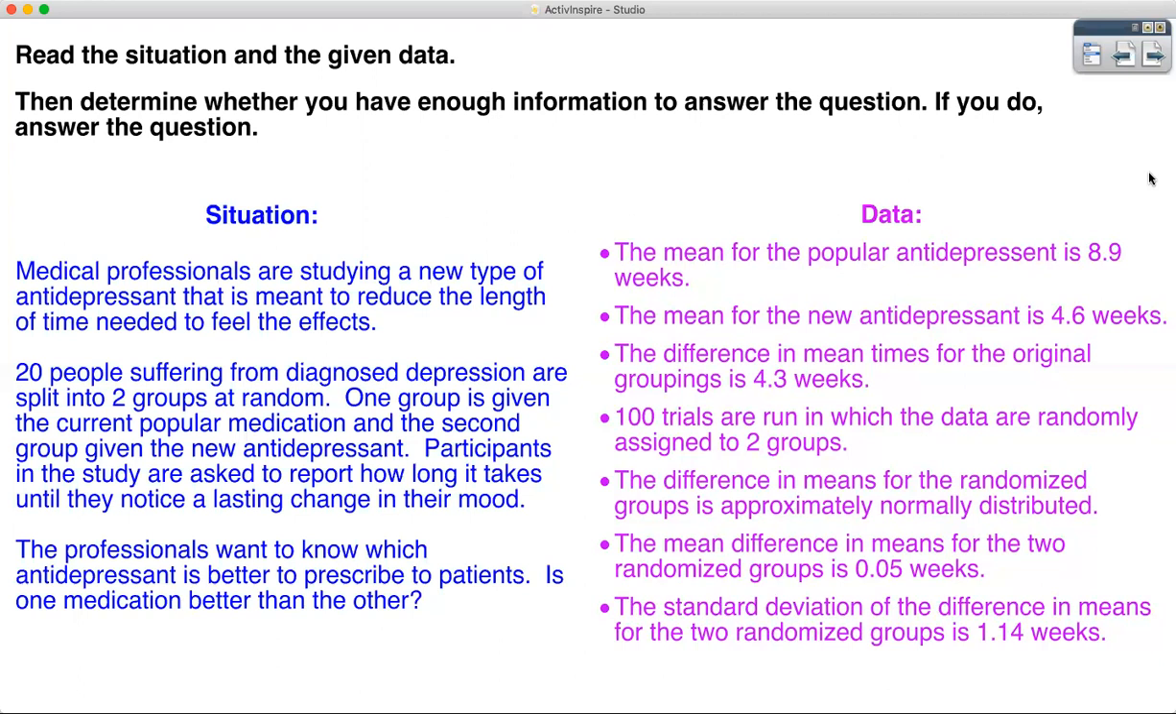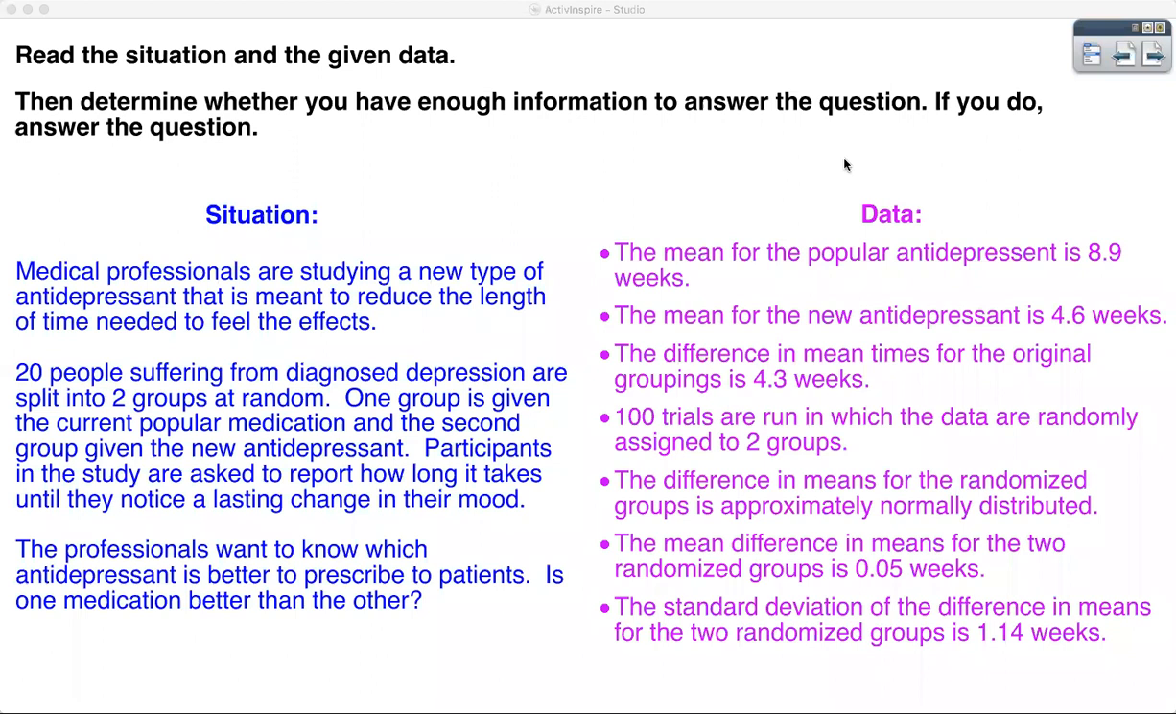So again, pause the video for as long as you need. Reread the situation as many times as you need to, along with that data that we're given, and see if you can figure out if we have enough information to answer this question, right? Is one medication better than the other? If you have enough evidence, answer the question. And if you don't, think about why that is. Once you're done, unpause again, and we will review.